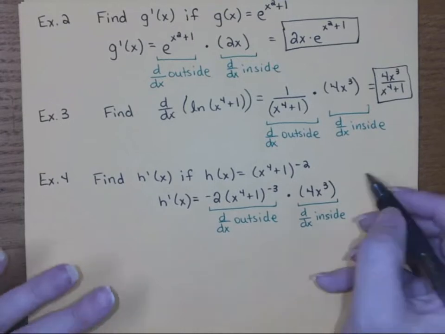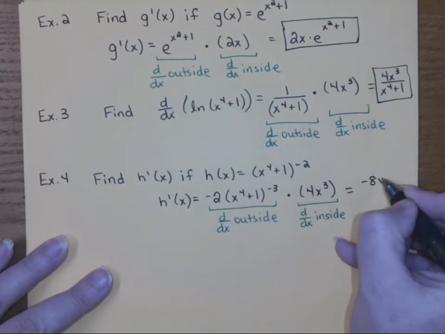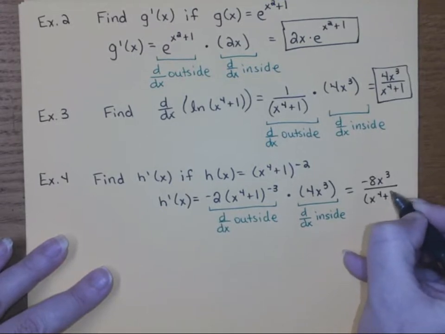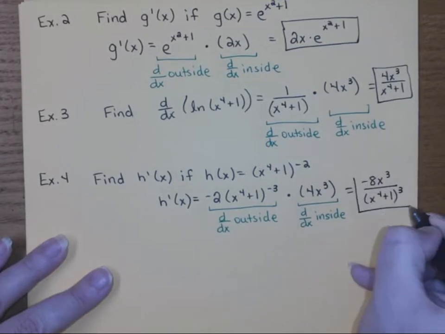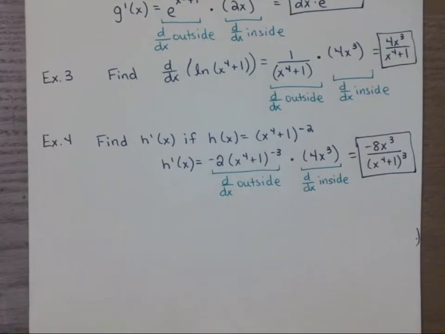So in the end, if you clean everything up, if I multiply the negative 2 times this stuff, I'll get negative 8x to the third, and then over x to the fourth plus 1 parentheses cubed. Notice I move that to the bottom, again, because we don't want to see negative exponents.